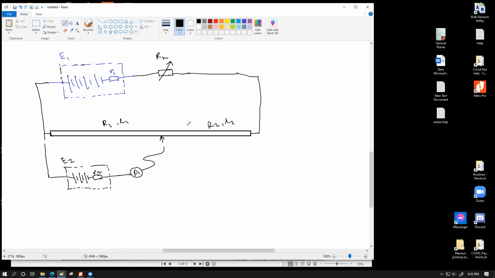So let's say this is the case. So now the voltage E1 is going to get divided into 4 parts. What are those parts? The loss voltage in the internal resistance, a little bit of voltage for the variable resistance, a little bit of voltage for the R1, a little bit of voltage for the R2.